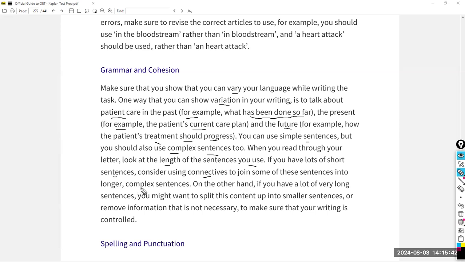Some of these sentences into longer, as we said. On the other hand, if you have a lot of very long sentences, you might want to split this content up into smaller sentences or remove information that is not necessary.